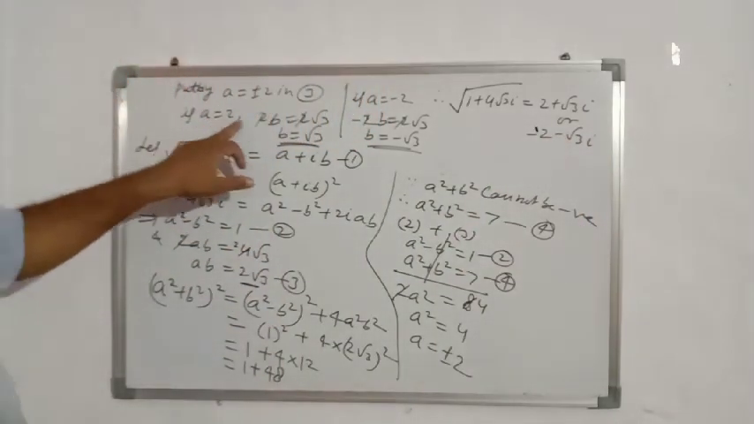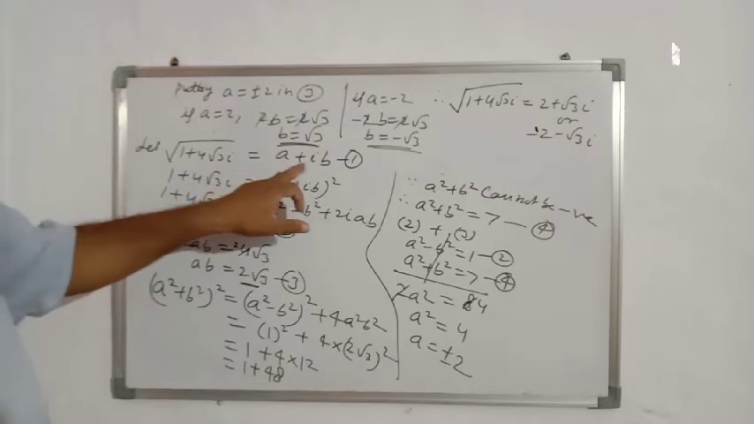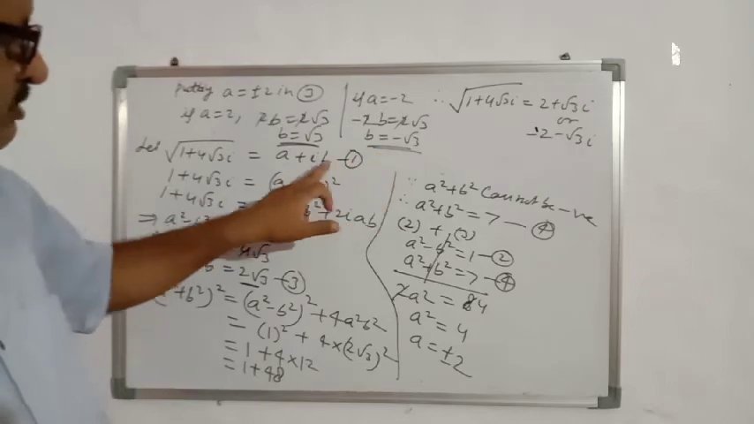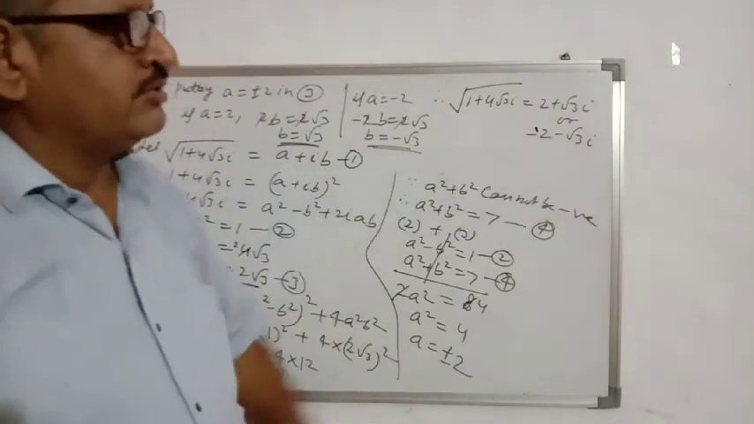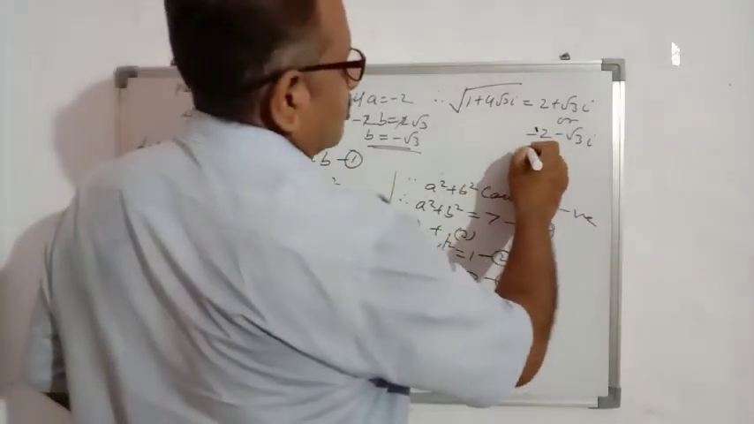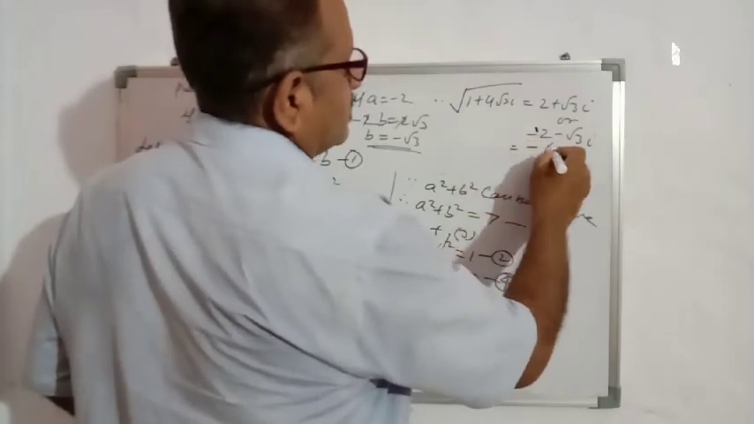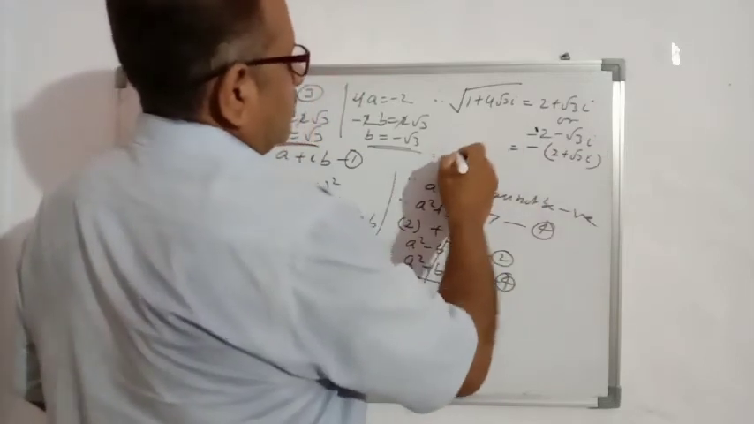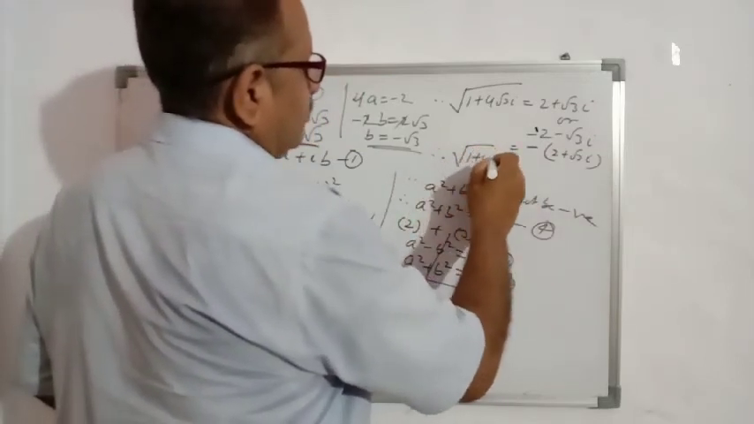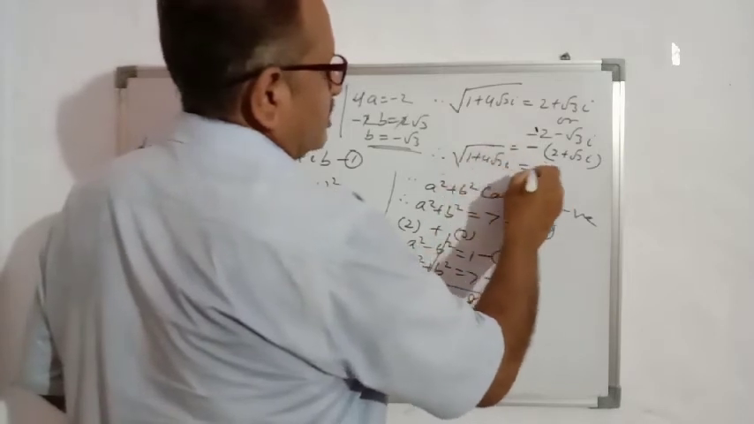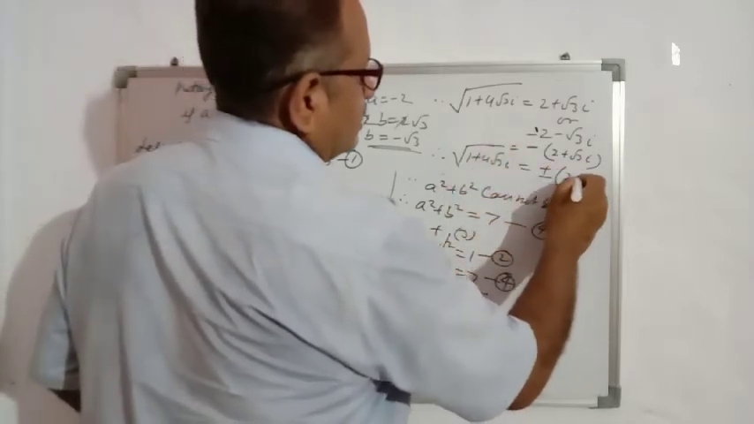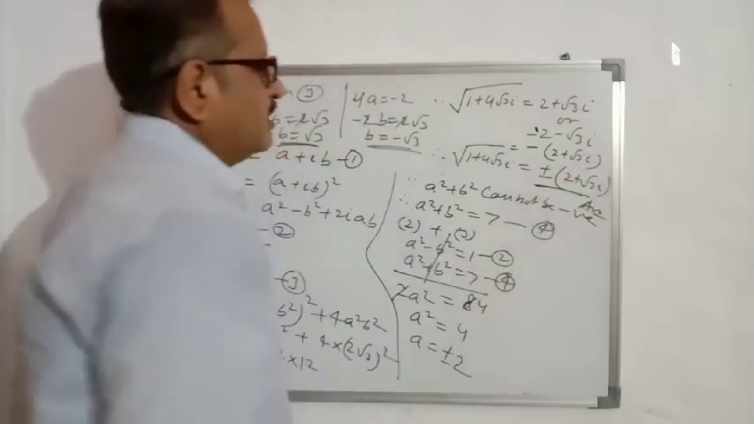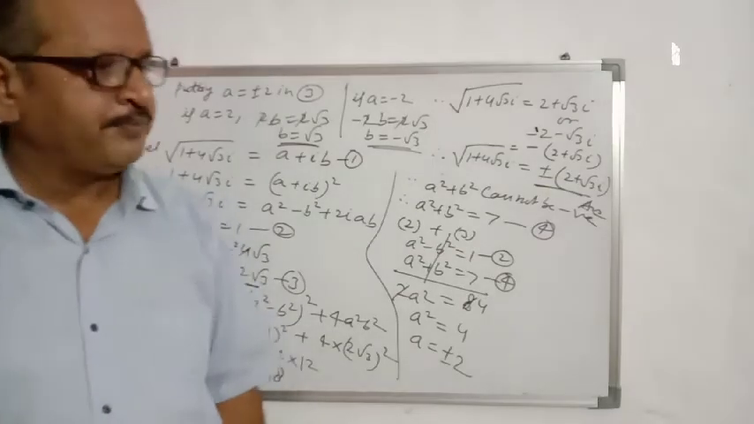If we take a equal to 2 and b equal to root 3, we write 2 plus root 3 i. And if we take a equal to minus 2 and b equal to minus root 3, we write minus 2 minus root 3 i. So we can take minus common. Combining both, the square root of 1 plus 4 root 3 i is plus minus (2 plus root 3 i).